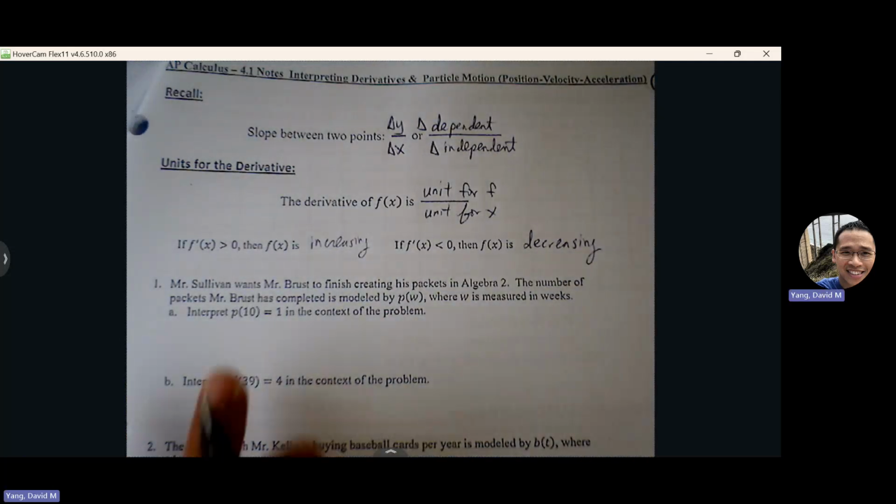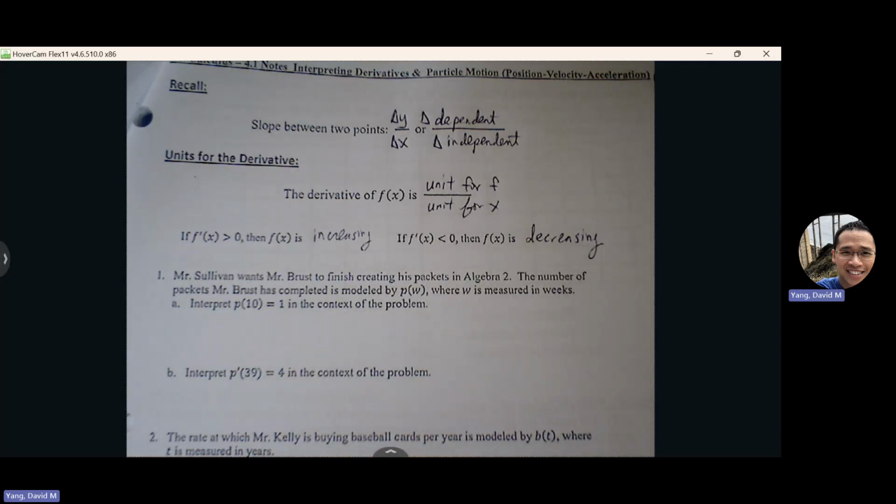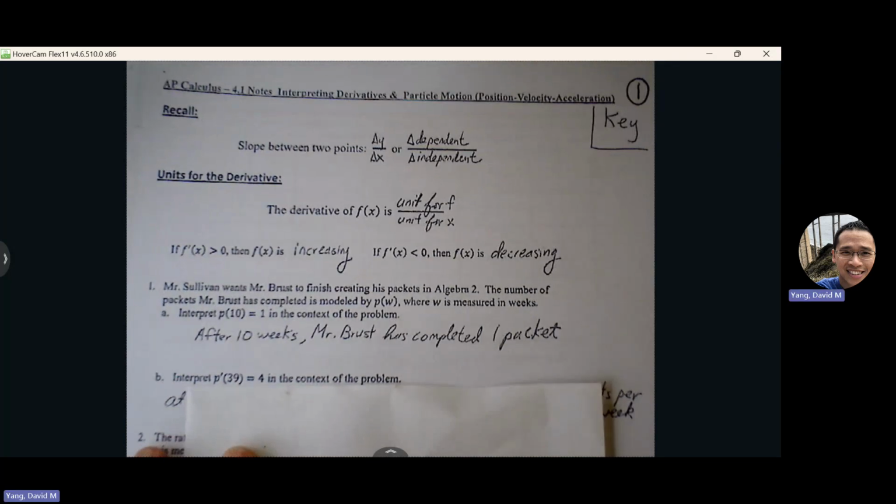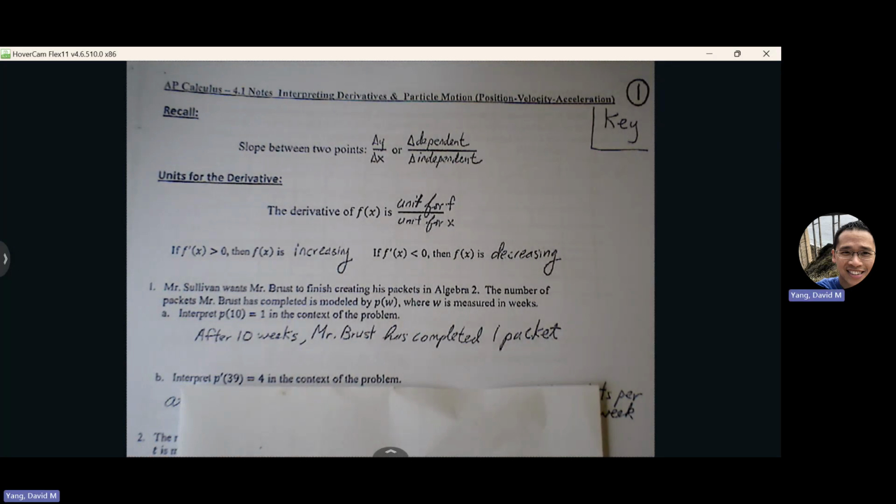Mr. Sullivan wants Mr. Bruce to finish creating his packets in Algebra 2. The number of packets he has completed is modeled by P of W, where W is measured in weeks. Interpret P of 10 is equal to 1 in the context of this problem. But this is more of a static value. This is not prime. So we know that that means after 10 weeks, Mr. Bruce has completed 1 packet.